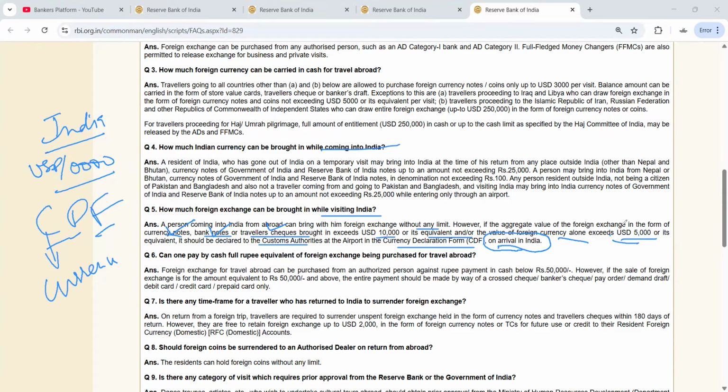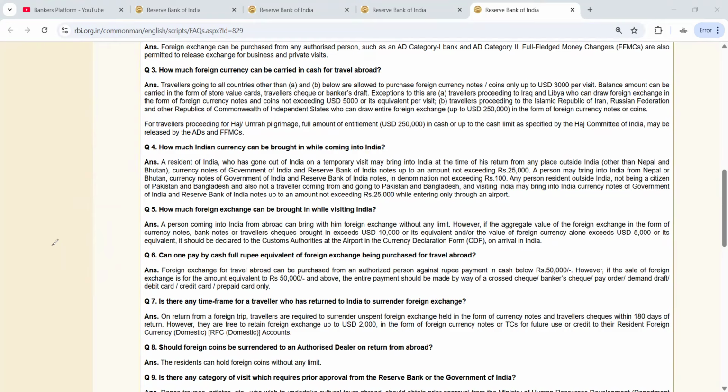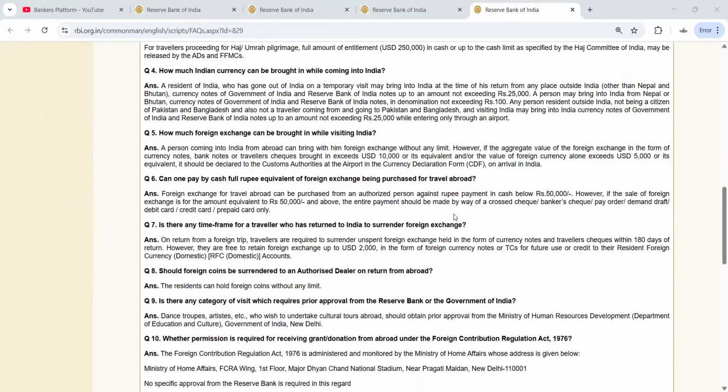Okay, then it is required. And they can get any amount. This question is also asked. Whatever we are discussing, these all are very important. So I have directly taken this from the RBI website so that there will be no confusion that this data is correct or that data is correct. So from here, we can understand.